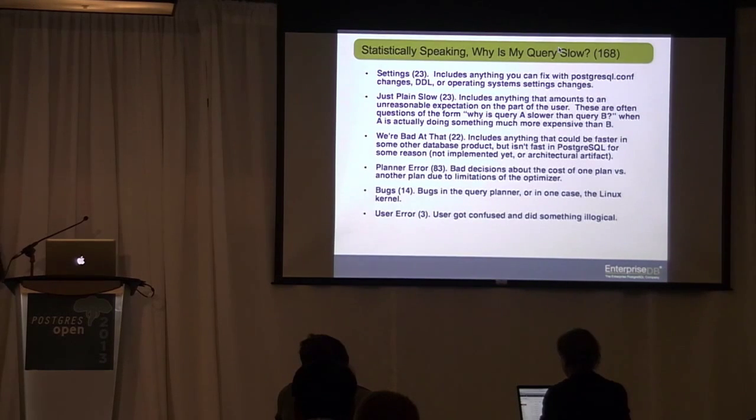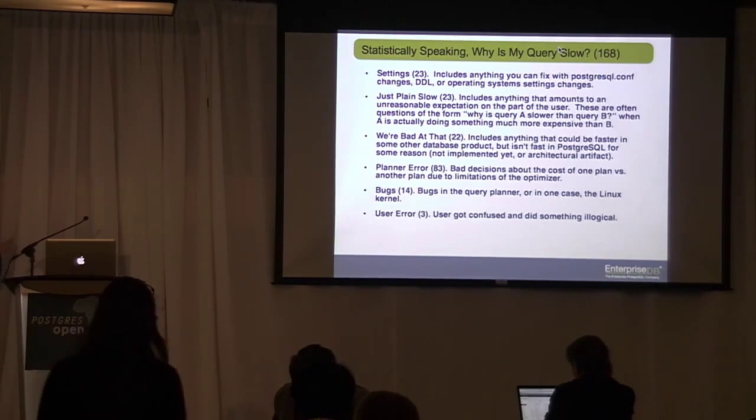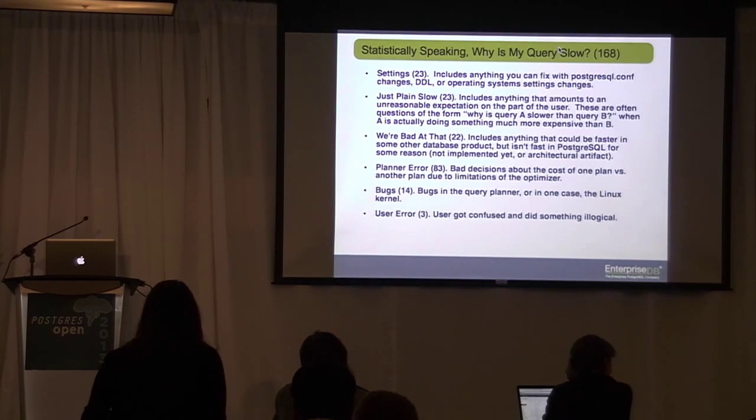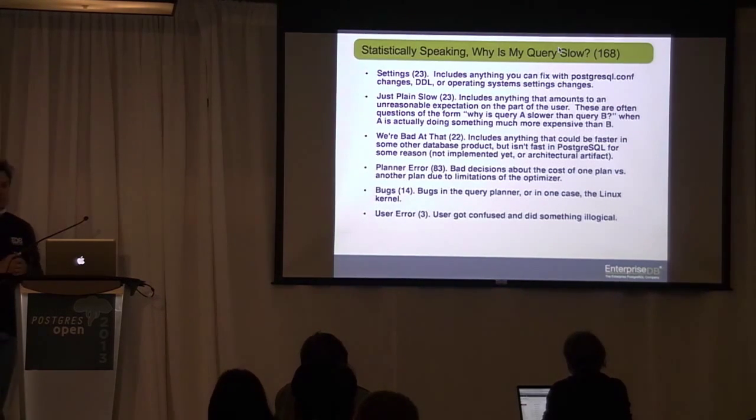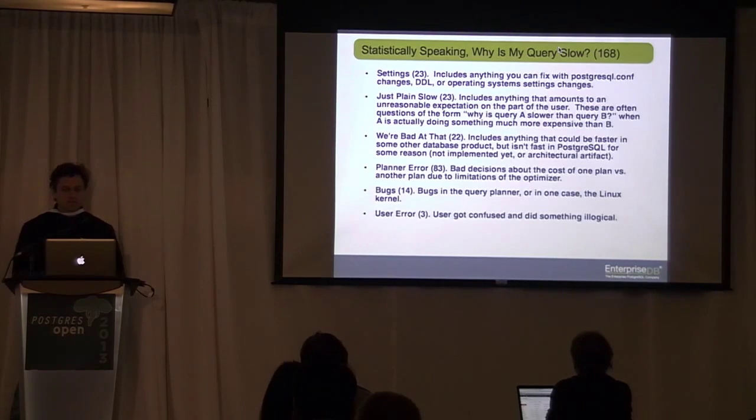I'll go into each of these in a little bit more detail. But these are often questions of the form, why is A slower than B, when in fact A is actually doing something that's intrinsically much more expensive and should be much more expensive than B. But the user just doesn't see that.